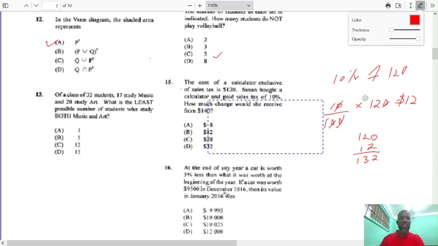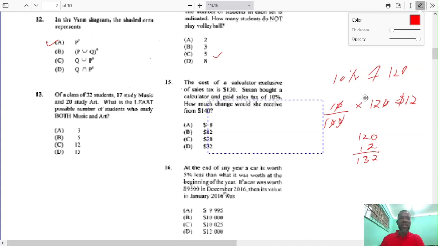And we look at number 16. It says, at the end of any year, a car is worth 5% less than what it was worth at the beginning of the year. If a car was worth $9,500 in December 2016, what was the value in January 2016? So if we put a timeline, in January we do not know the price, but in December, at the end of the year, it is going to be equal to 9,500.